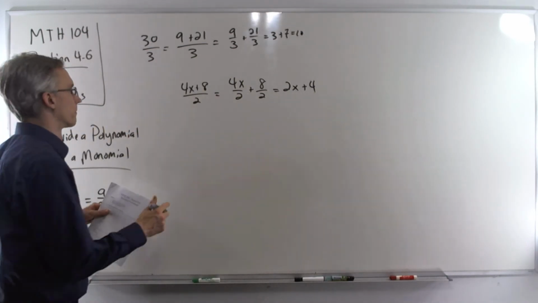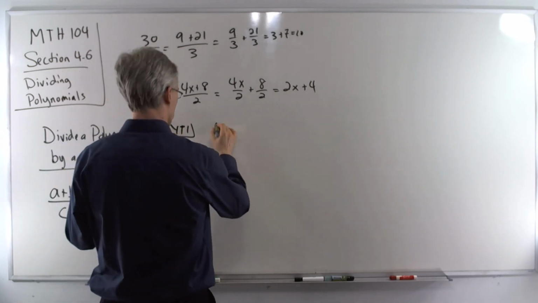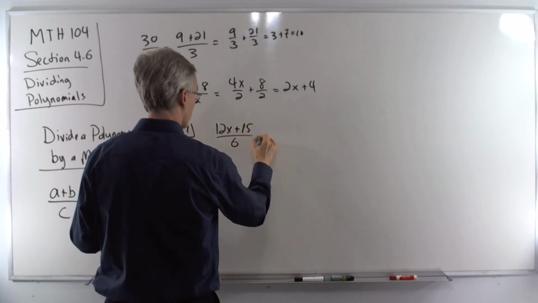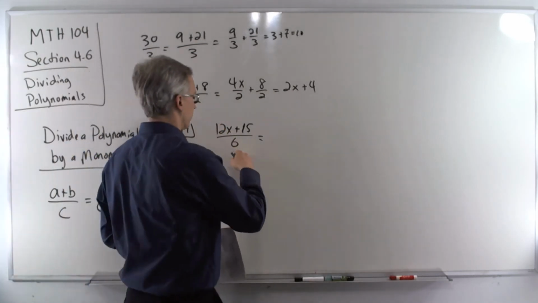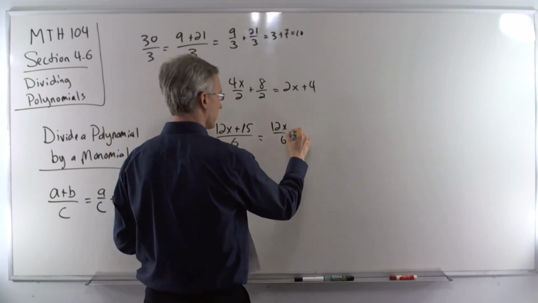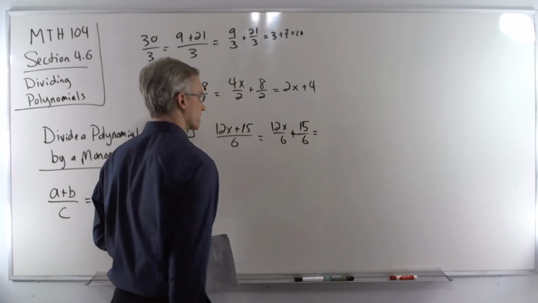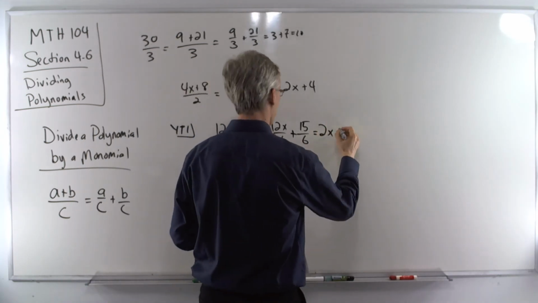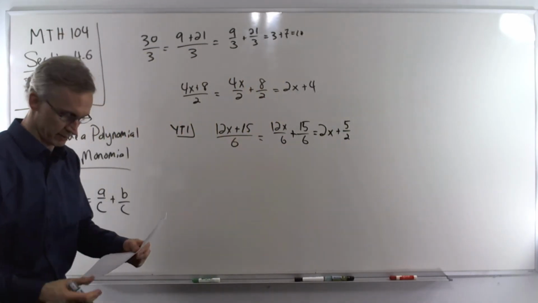Your turn number 1. So we got 12x plus 15 over 6. First fraction will be 12x over 6. Keep the same sign, plus 15 over 6. And I'll simplify. 12 over 6 is 2, so that's 2x. And 15 over 6 reduces to 5 halves. 2x plus 5 halves.